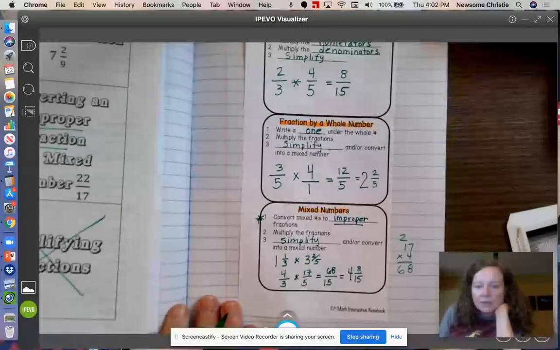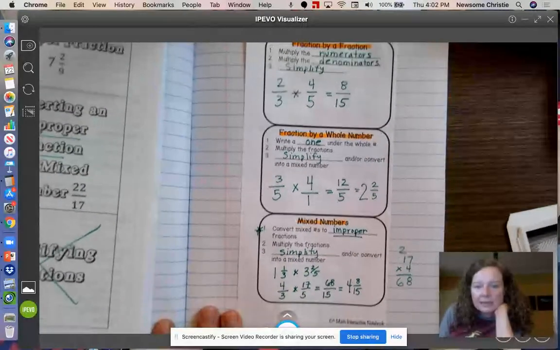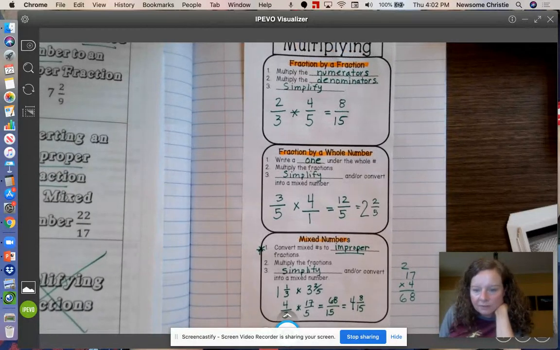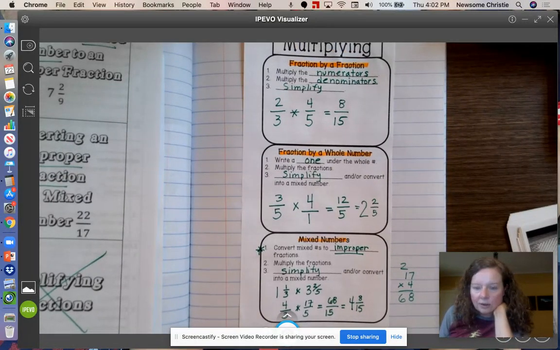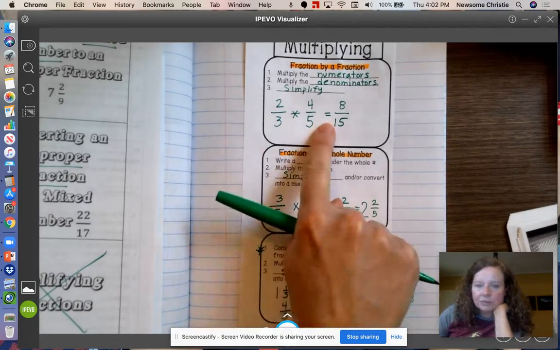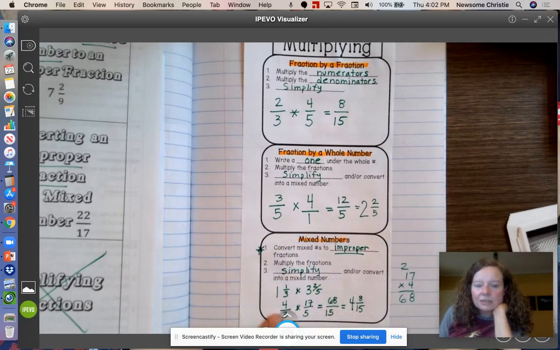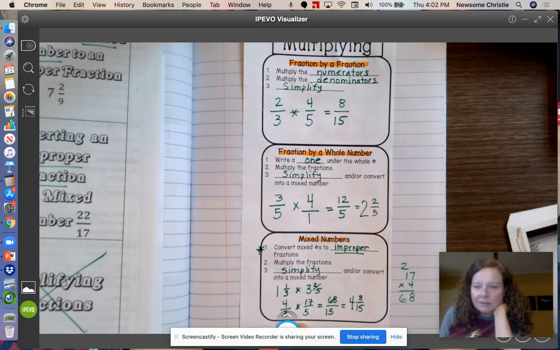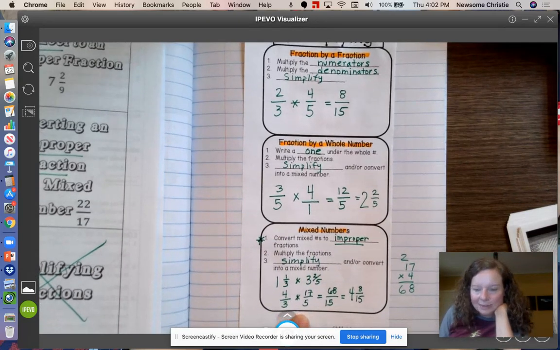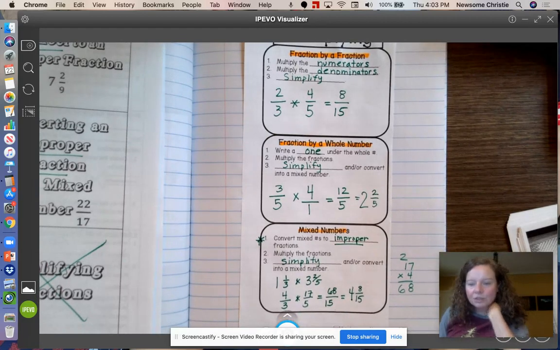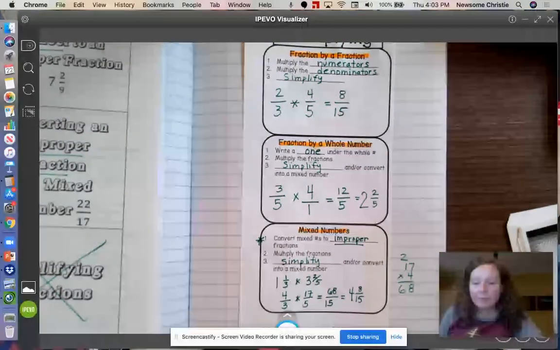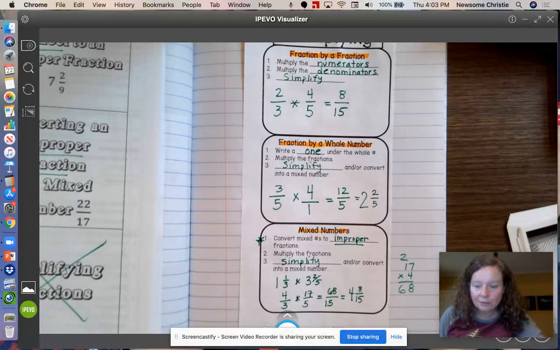So you can see that pretty much the big idea for all three of these is to get your fractions to look like a fraction. It's fine if they're improper, but you can't start with mixed numbers. You have to get them so that they look like a fraction. And then you just multiply across. You multiply the numerators, you multiply the denominators, and then with whatever your answer is, you want to try to simplify it and turn it back into a mixed number or proper fraction. So that's how we multiply fractions.